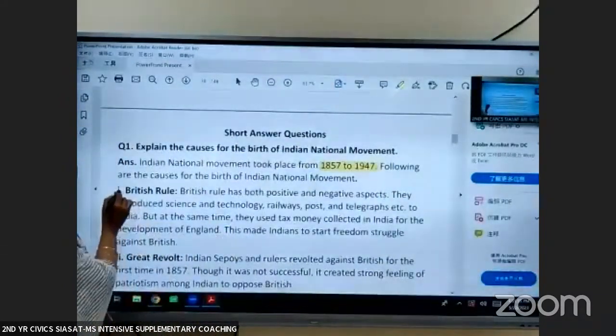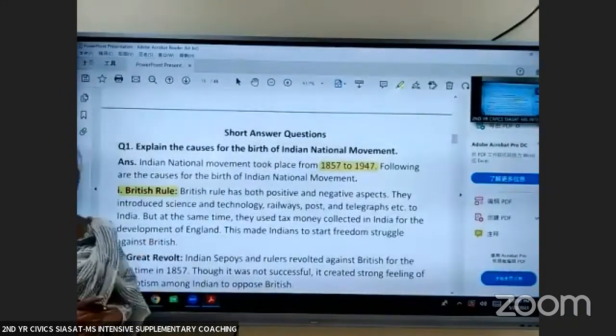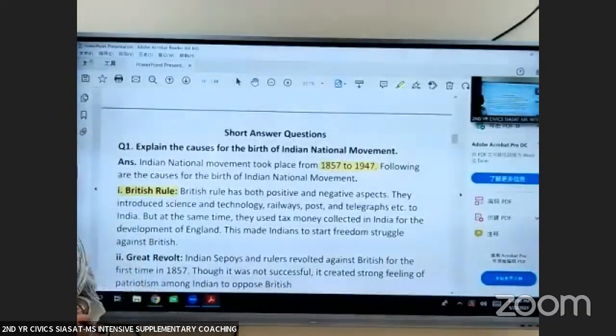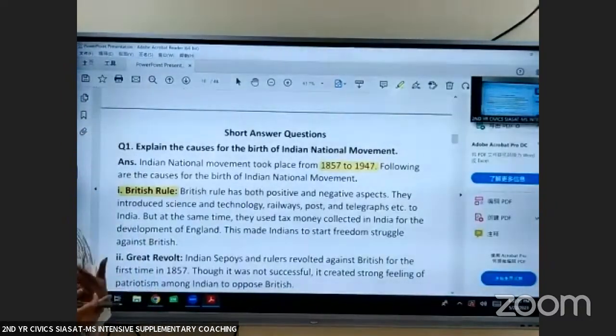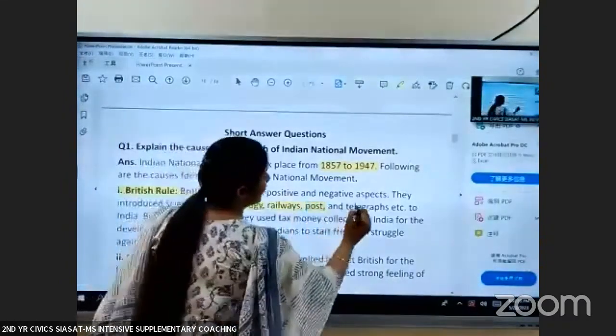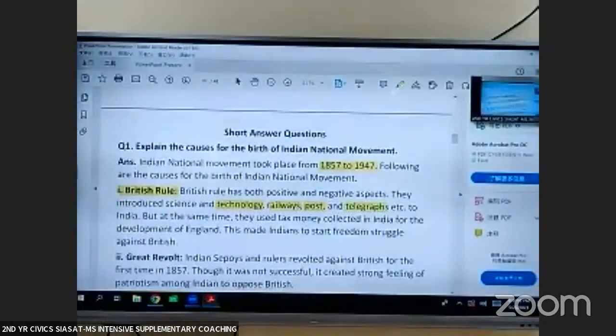Let us see. The first one is British rule. The British rule had both positive and negative impact on us. Positively, if you see, they have developed India. They introduced technology, railways, post, telegraph, everything in India. But it was not for the people of India.